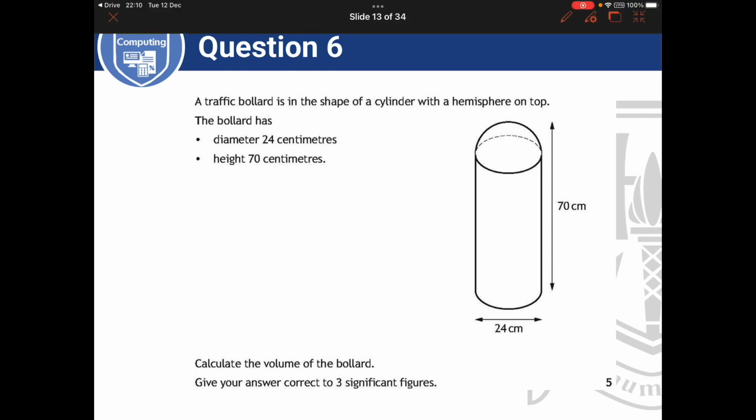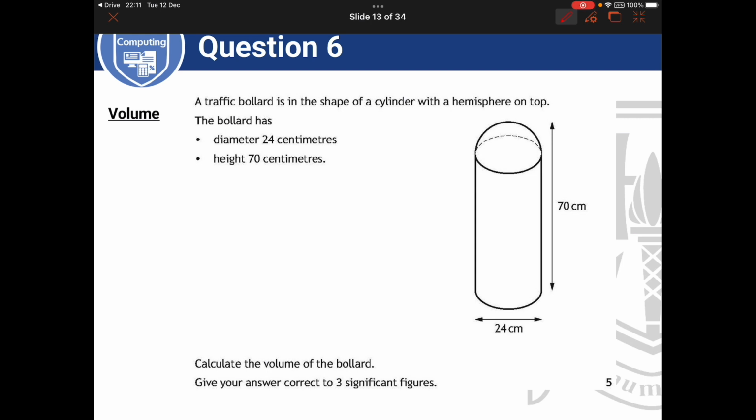Question number 6 is a volume question. This one is a composite shape. We've got 2 shapes here: a cylinder on the bottom and a hemisphere on the top. I need to work out the volume of each one, and then combine them together to get the total volume of the shape.